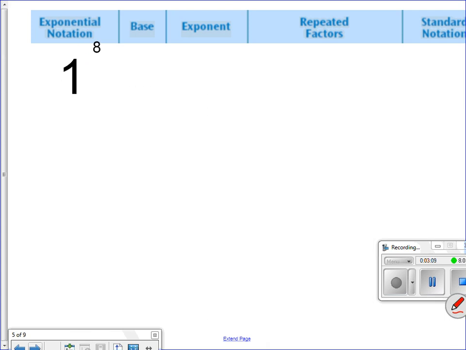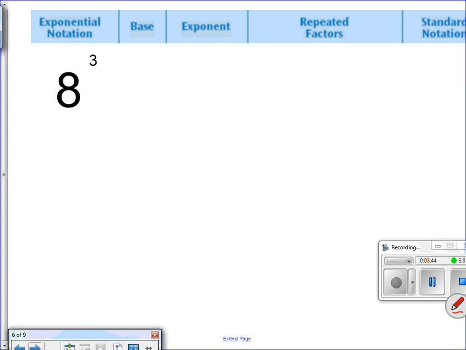1 to the 8th power. A lot of kids would like to put 8 as the answer for this. Watch closely here. When you write it out, you'll understand why 8 is not the correct answer. My base number is 1. My exponent's 8. I have to repeat 1 8 times. 1, 2, 3, 4, 5, 6, 7, 8. 1 times 1 times 1, 8 times. My standard notation answer would be 1. If you write it out like this, it will make sense. It makes sense why 8's not the answer, because you're not adding, you're multiplying.